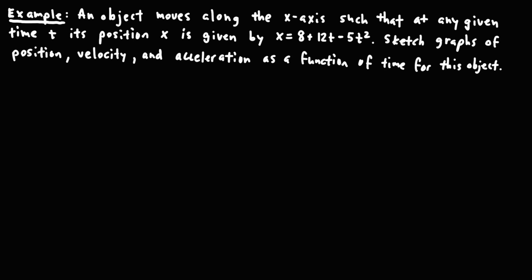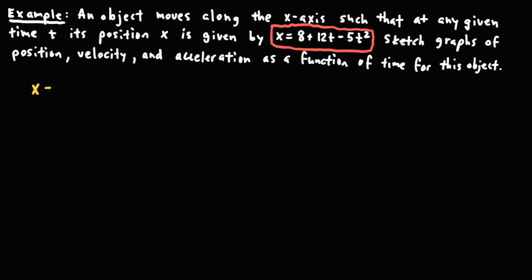The last thing I'd like to do is to look at an example. So here we have a problem which asks, an object moves along the x-axis such that at any given time t, its position x is given by this position time equation. So x equals 8 plus 12t minus 5t squared. We are asked to sketch graphs of the position, velocity, and acceleration as a function of time for this object.